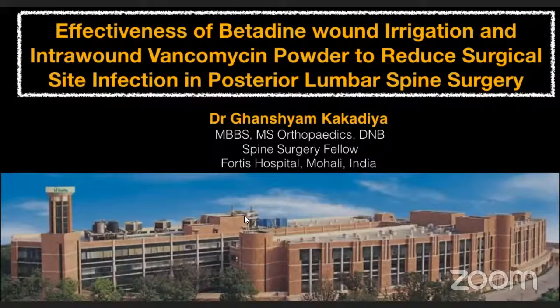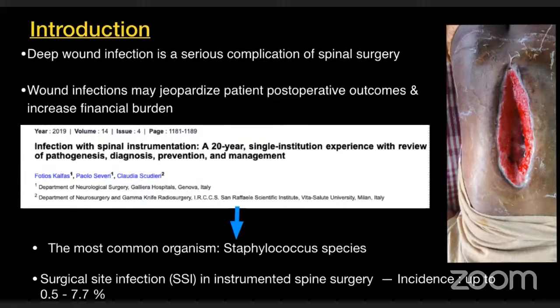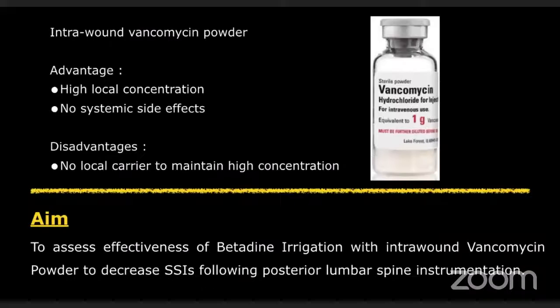Hello everyone, my presentation is on the role of betadine wound irrigation and intra-wound vancomycin powder to reduce surgical site infection in posterior lumbar spine instrumentation surgery. Deep wound infection is a serious complication of spine surgery. Wound infection may jeopardize patient postoperative outcome and increase financial burden. The most common organism that causes surgical site infection is Staph aureus. Incidence of surgical site infection in instrumented spine surgery is up to 0.5 to 7.7%.